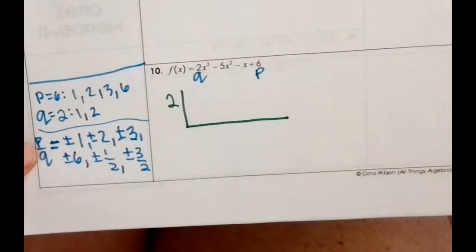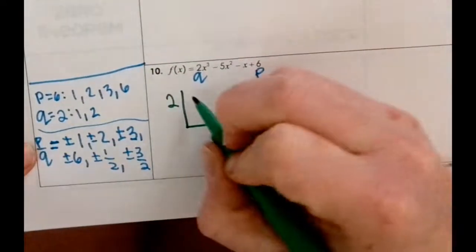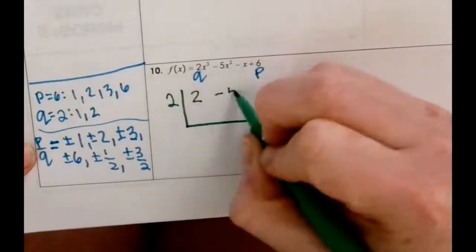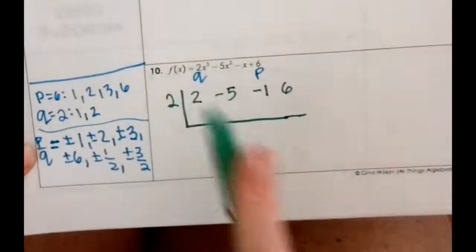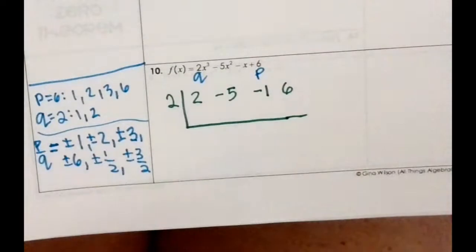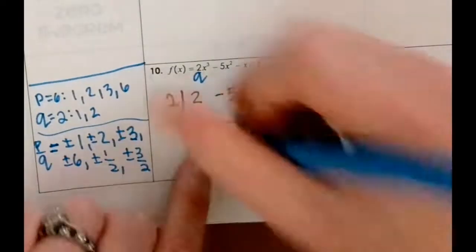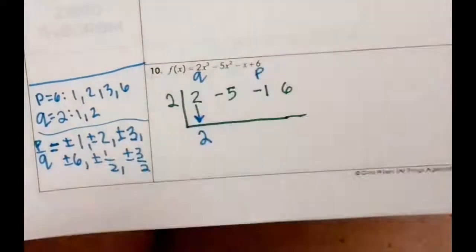Okay, we're going to synthetically divide. So my coefficients will be 2, negative 5, negative 1, 6, 3, 2, 1, 0. Okay, cool. So let's plug in 2. If I didn't pick 2, I picked like negative 2 and it didn't work, I would not get a nice remainder and I would have to pick another one. So these take a long time.